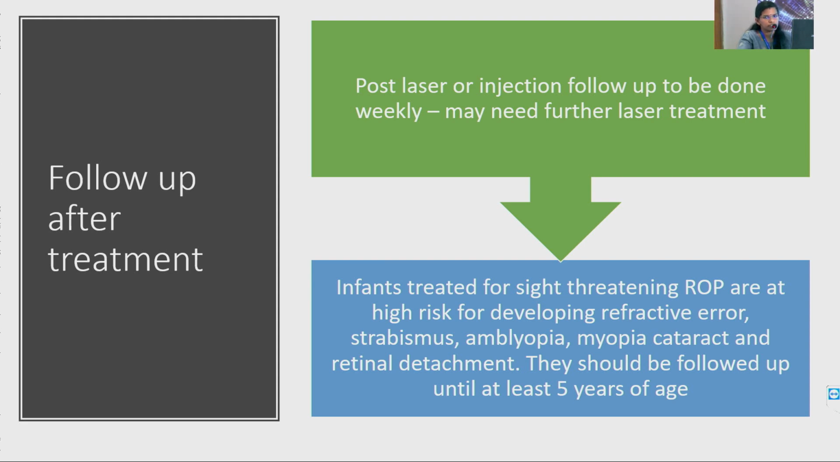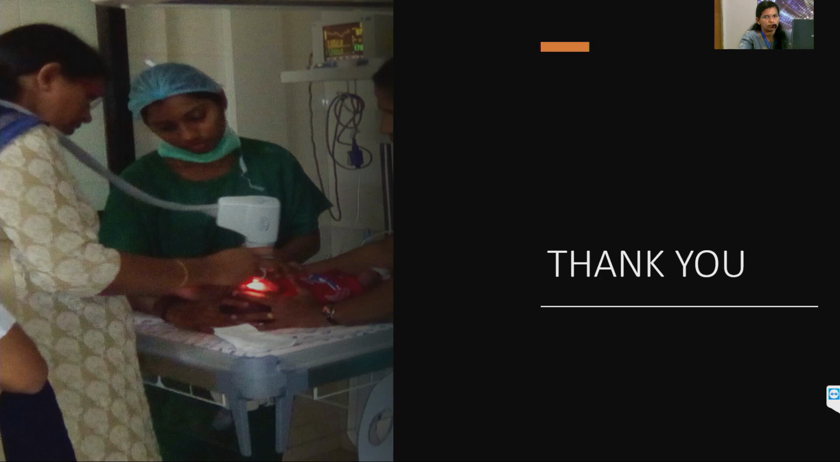Post-laser and post-injection, close follow-up is to be done with weekly follow-up, and may need further laser treatment also. Infants treated for sight-threatening ROP are at high risk for developing refractive errors, strabismus, amblyopia, myopia, cataract, and also retinal detachment, and they should be followed up until at least 5 years of age. That should be the long-term follow-up plan.